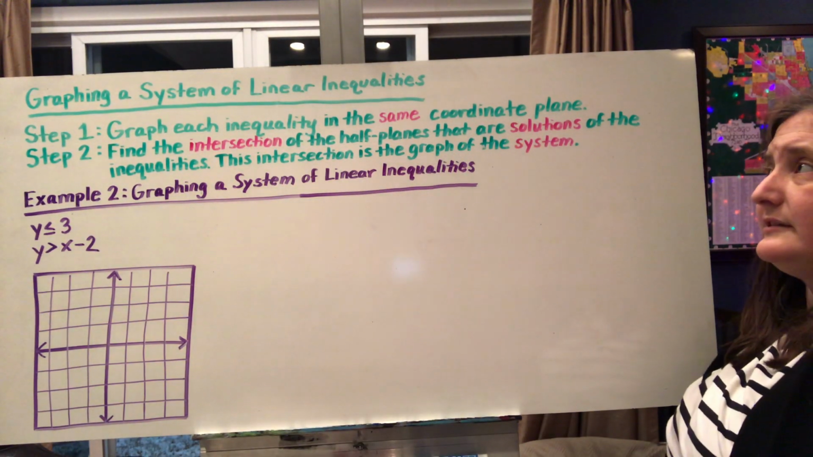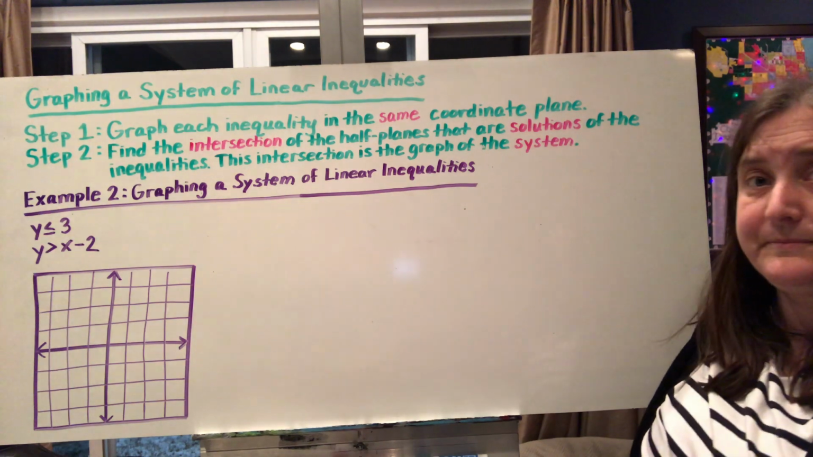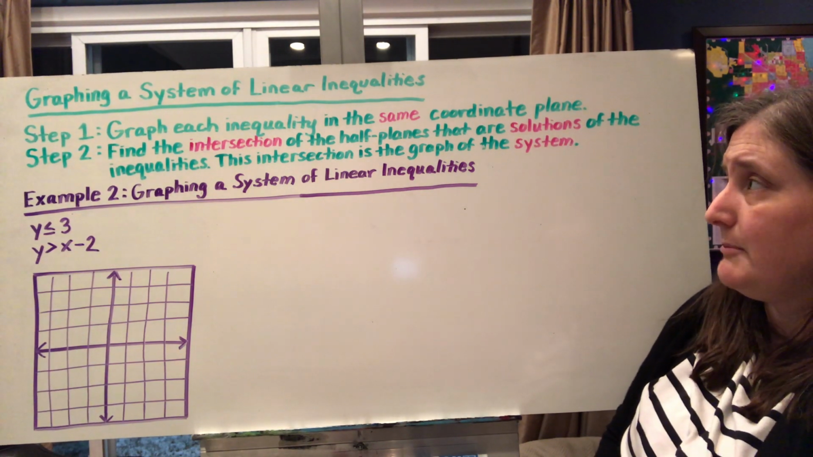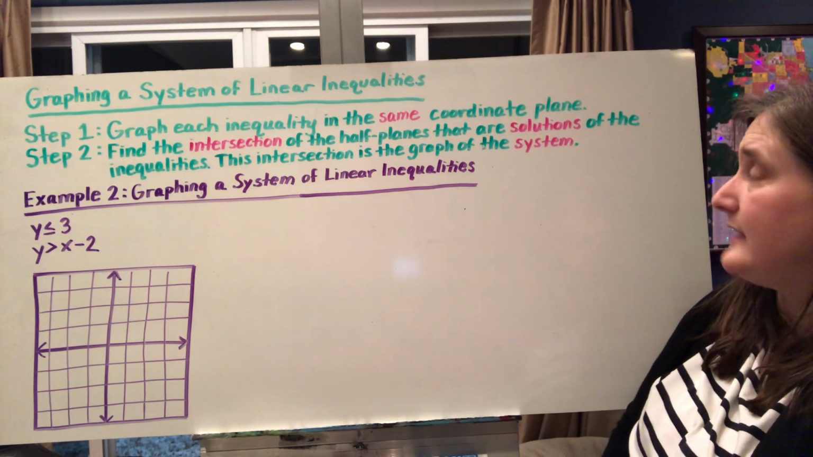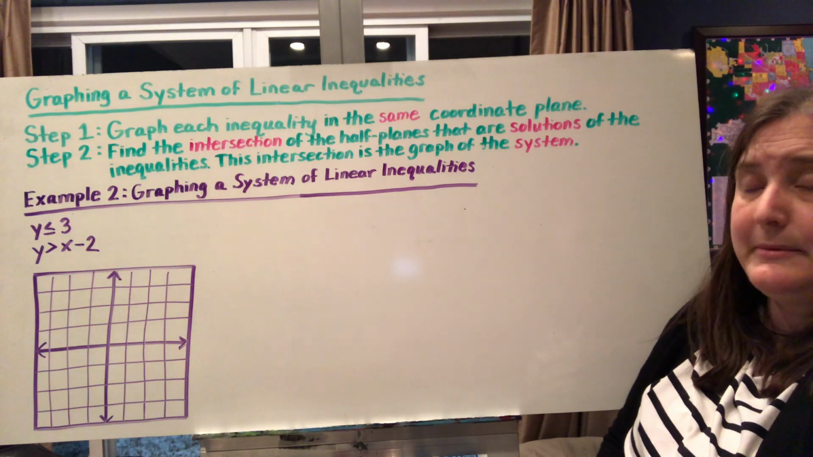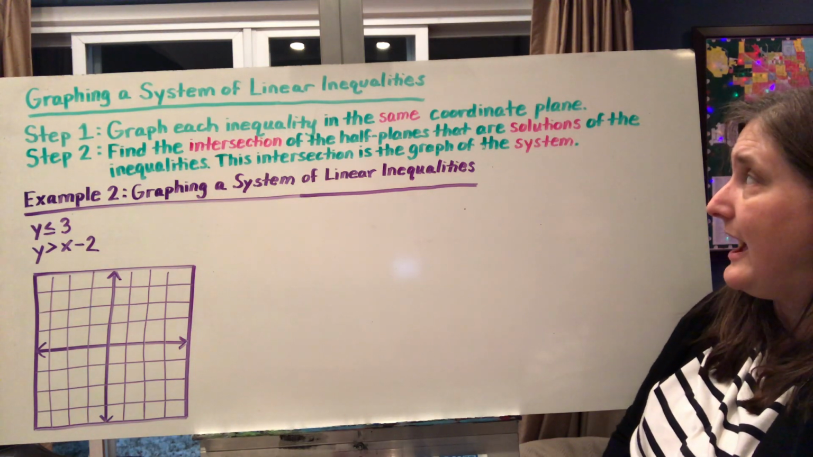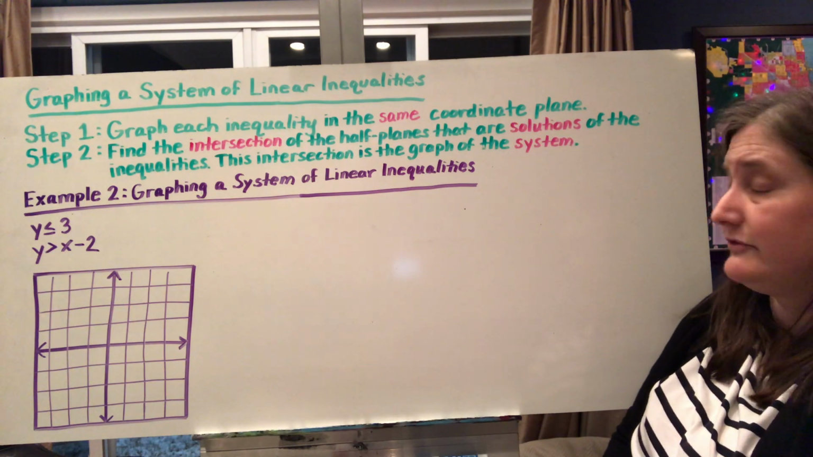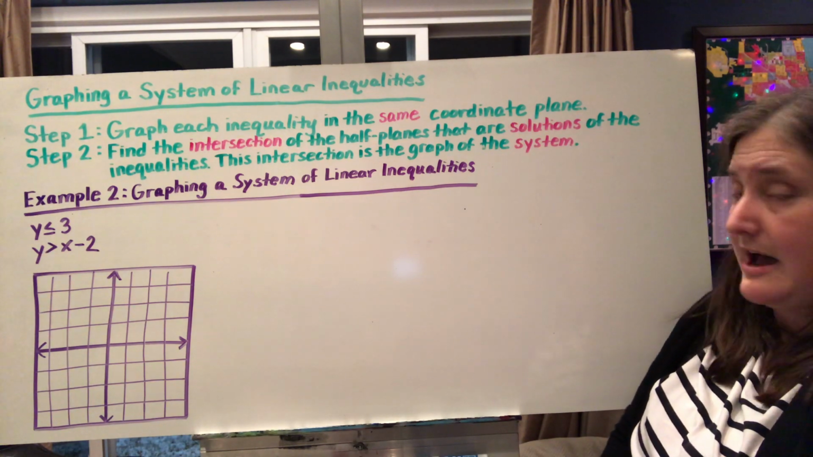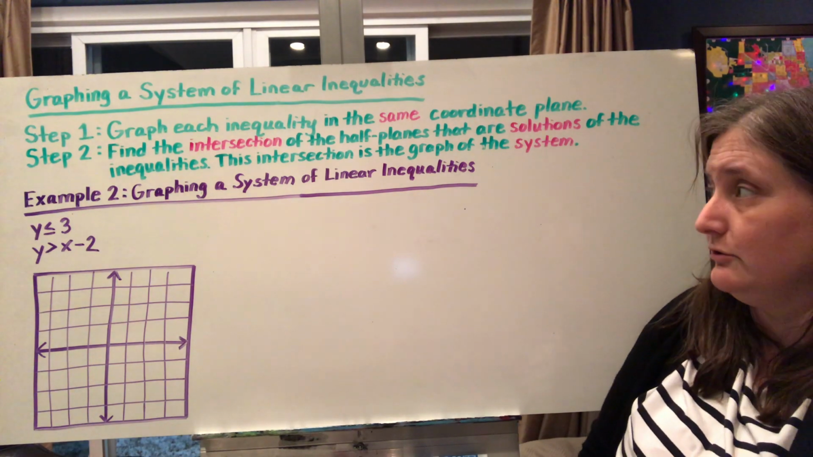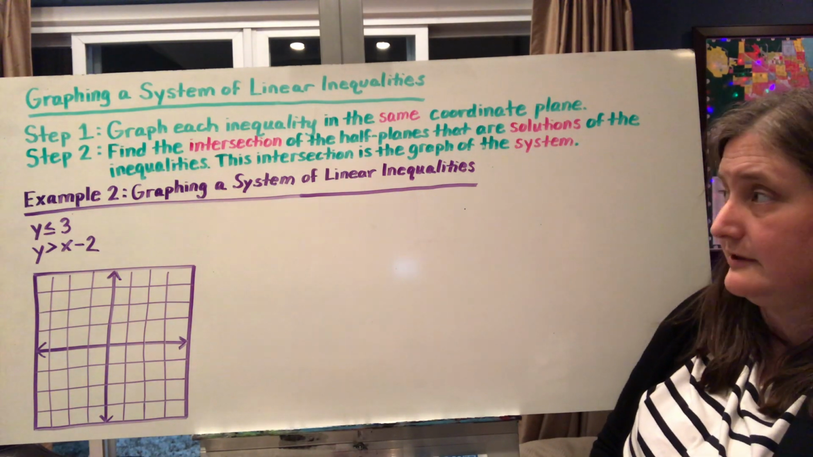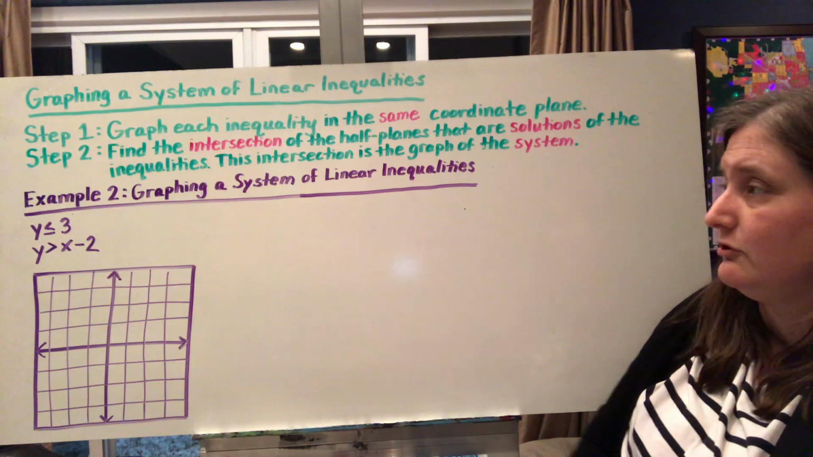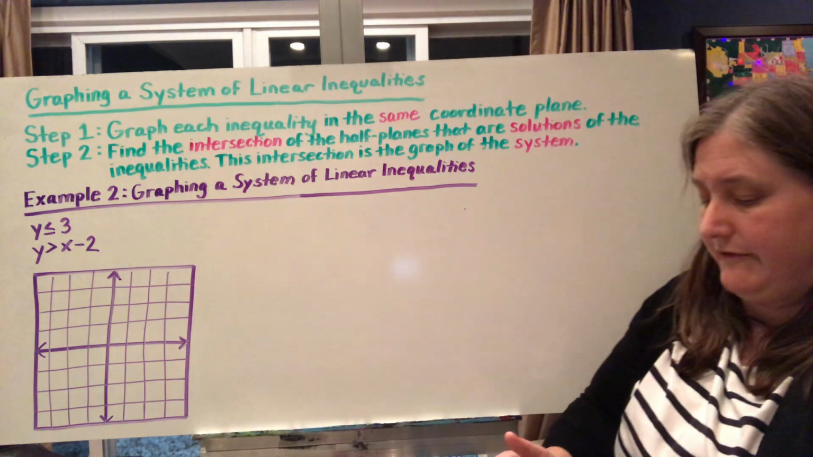When I'm graphing a system of linear inequalities, I want to start by graphing each inequality in the same coordinate plane. Then I'm going to find the intersection of the half planes that are solutions of the inequalities, and that intersection is the graph of our system. It includes all the solutions of the system. So here we've got two inequalities that we want to graph.